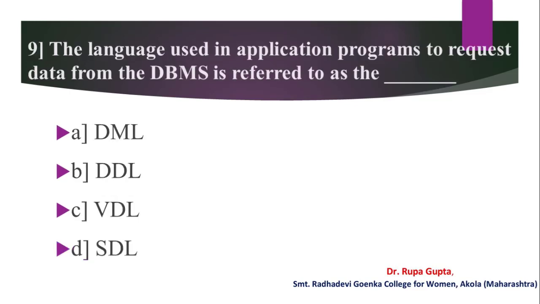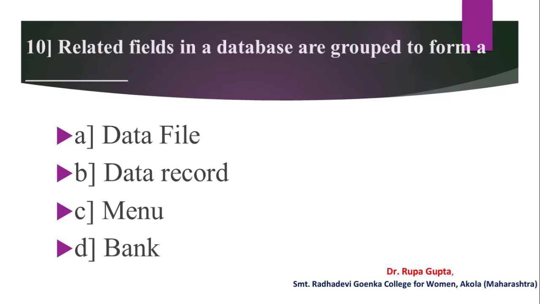Question number 9. The language used in application programs to request data from the DBMS is referred to as the A. DML, B. DDL, C. VDL, D. SDL. And the answer is A. DML. Question number 10. Related fields in a database are grouped to form a option A. Data file, B. Data record, C. Menu, D. Bank. And the correct answer is B.